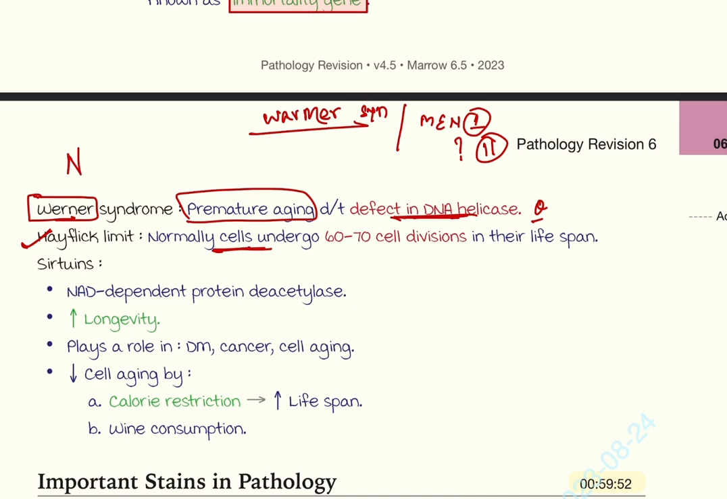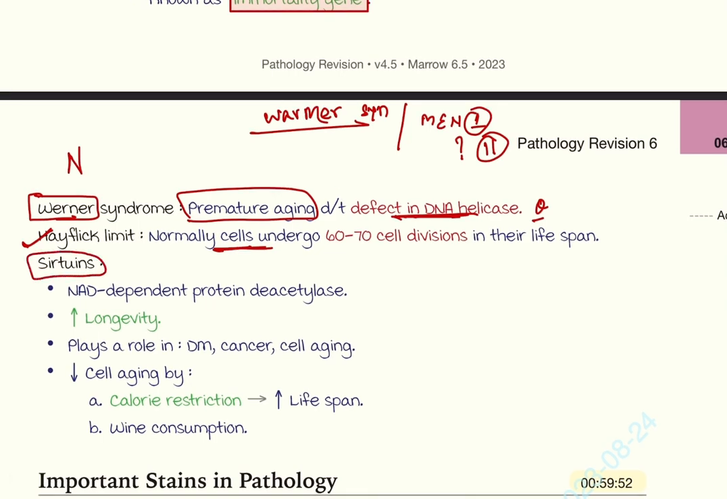A very important thing you have to remember is what is known as sirtuins. This is needed for longevity basically. So how can you increase sirtuins? The sirtuins can be increased by restricting the calorie intake. The less you eat, the longer you can live. So calorie restriction increases lifespan.